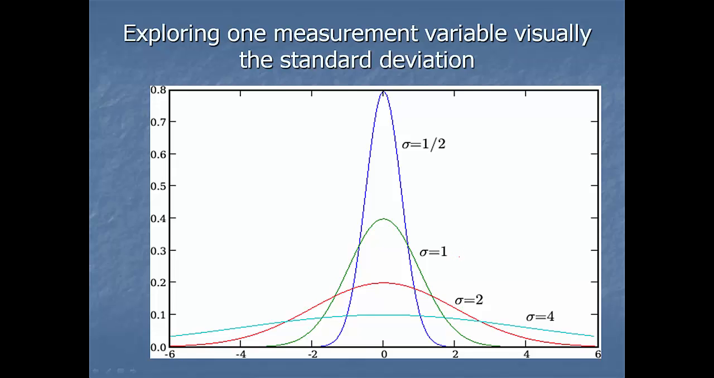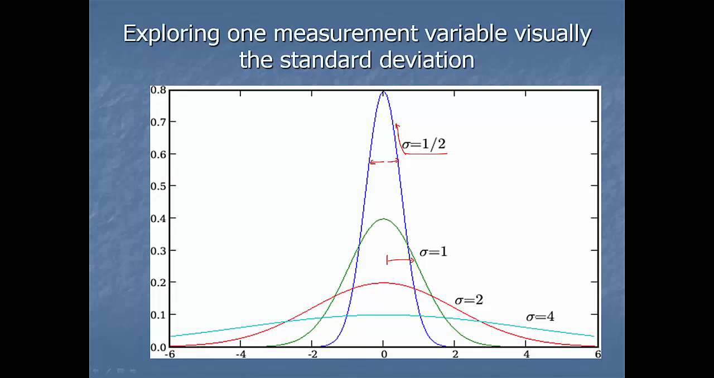Now, what happens when we have different standard deviations? So we're exploring one measurement variable visually, and we can see the pointier it is, so if you look at, here it is. A standard deviation of 1/2 means you have a very pointy shape, and the spread is not very high. Once you get the standard deviation of 1, the spread is a little bit higher at similar points. And so that's how the standard deviation makes a difference.